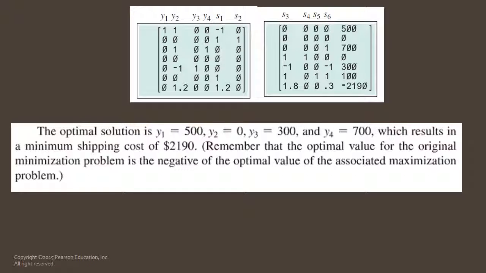And there is our final tableau. The optimal solution is when Y1 equals 500, Y2 is 0, Y3 is 300, and Y4 is 700. And that gives us a minimum shipping cost of $2,190.